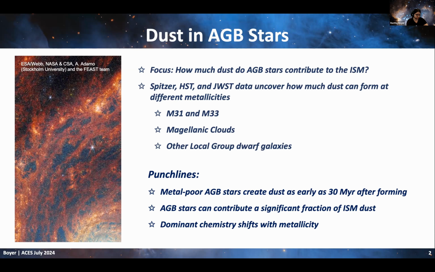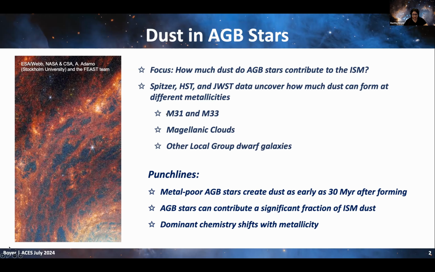And just to give you the punchlines right up front, we're seeing that metal poor AGB stars can create dust as early as 30 million years after forming, which means that they are important dust producers for the early universe. We're seeing that they are contributing, or they can contribute, a significant fraction of the ISM dust. And their dominant chemistry shifts with metallicity, which is not that surprising, but it's occurring in somewhat surprising ways.